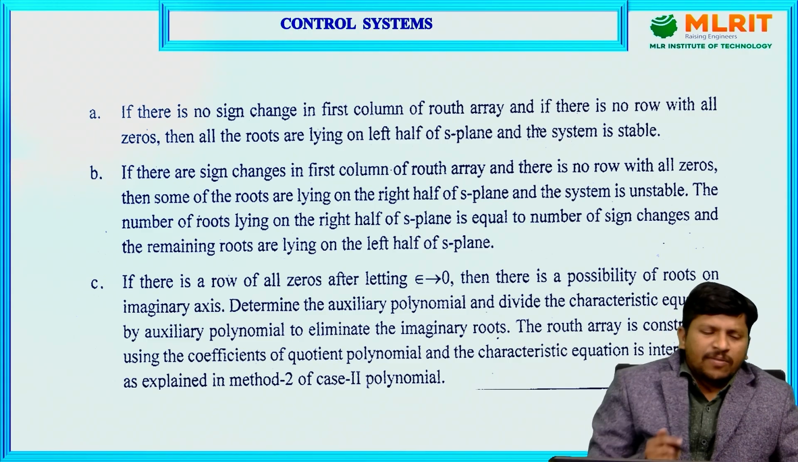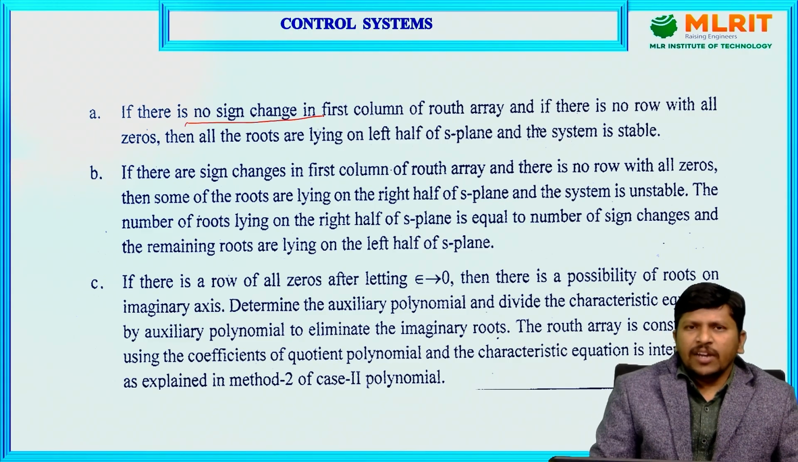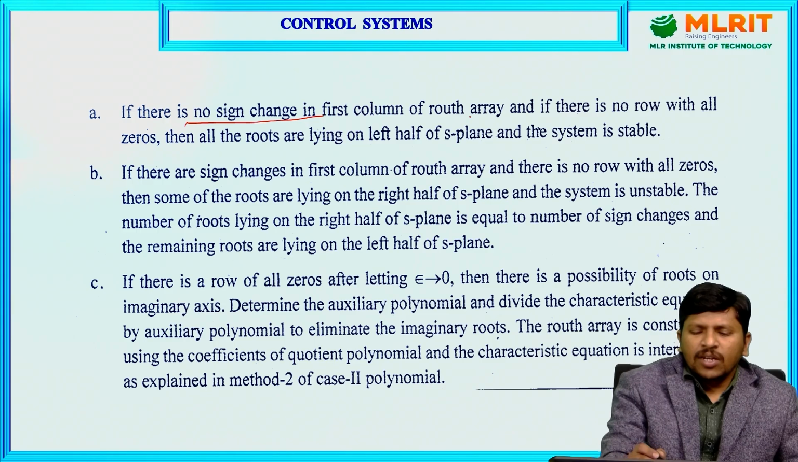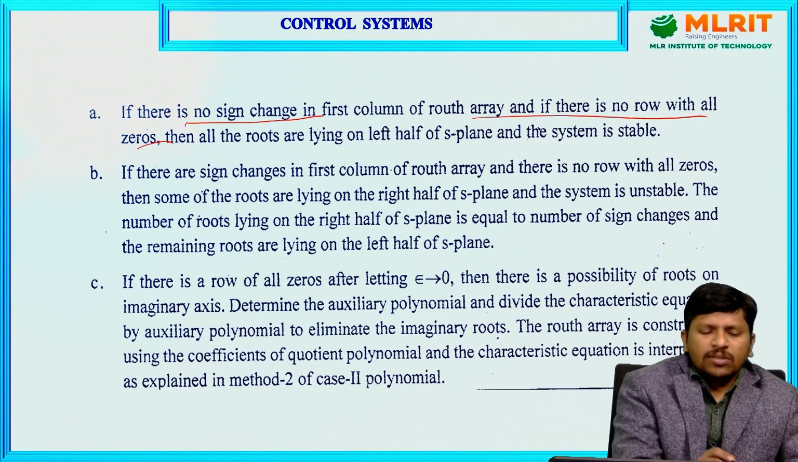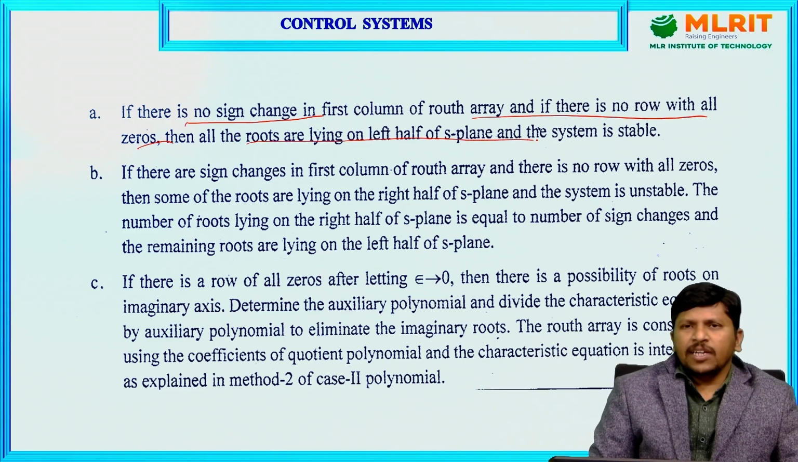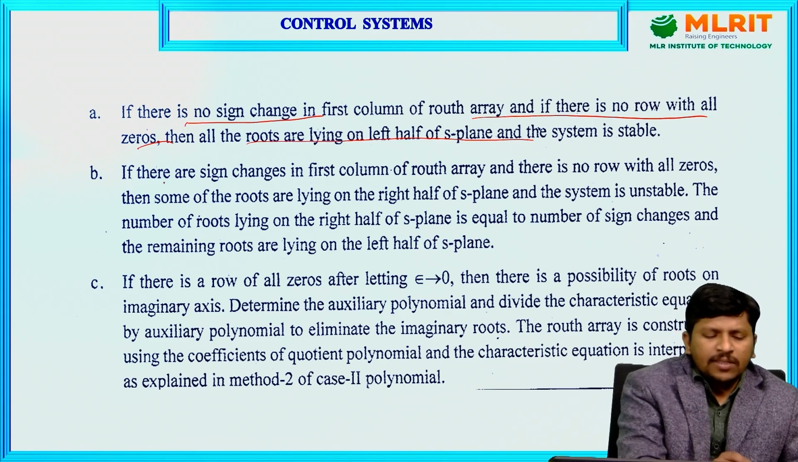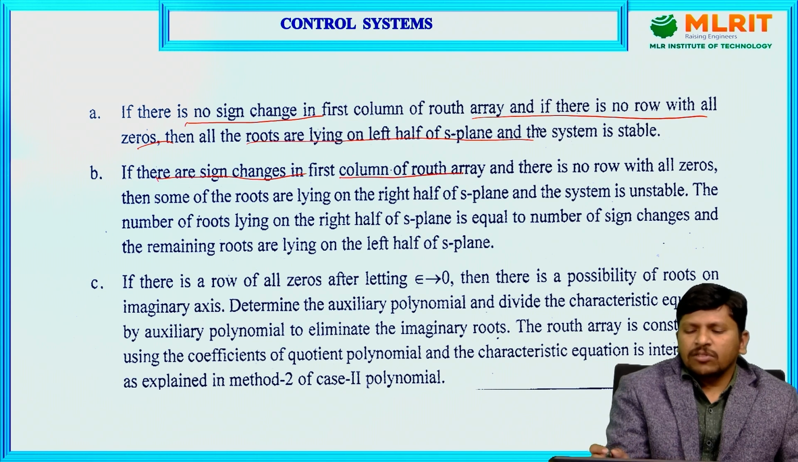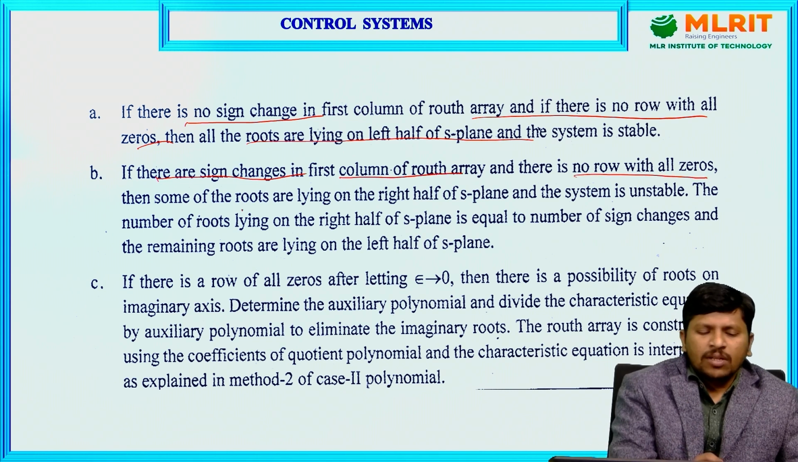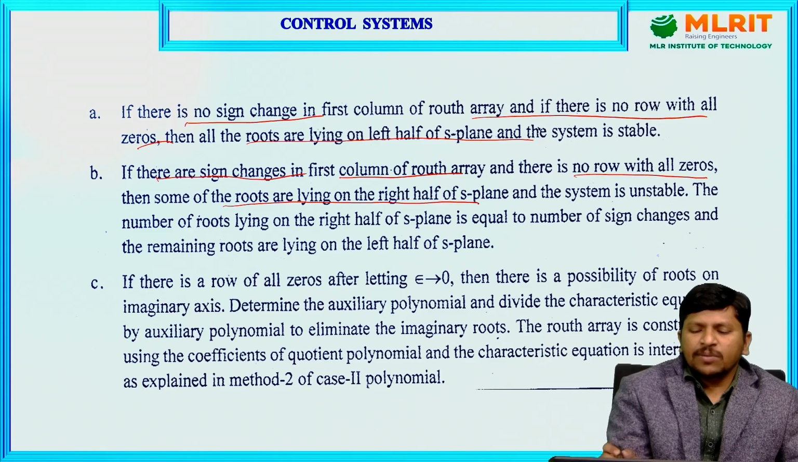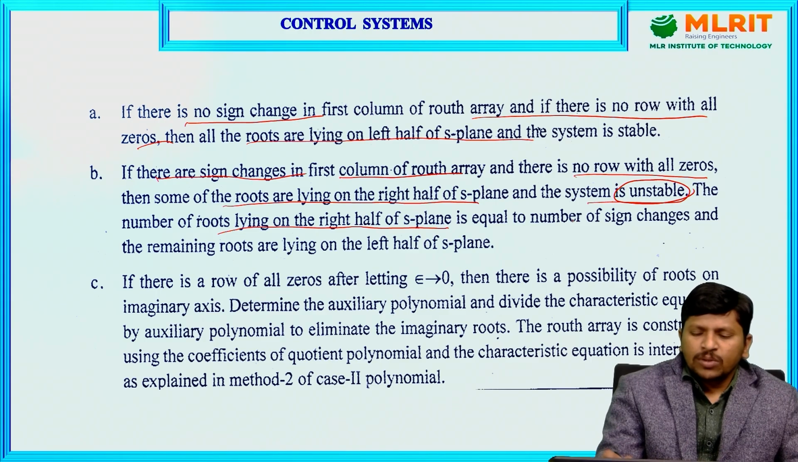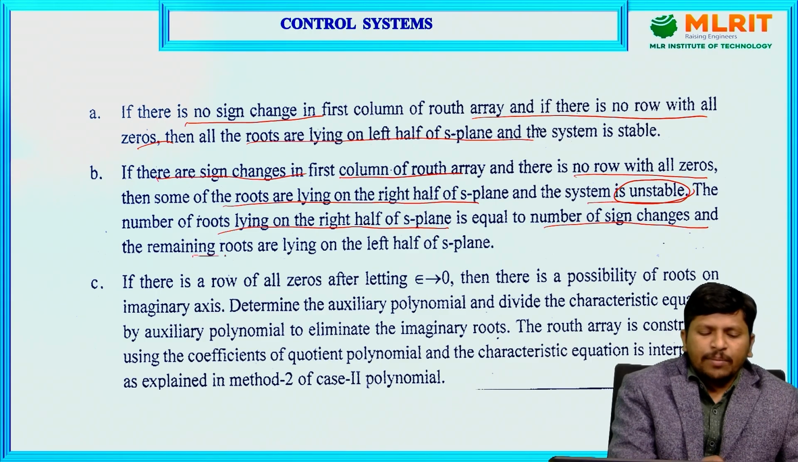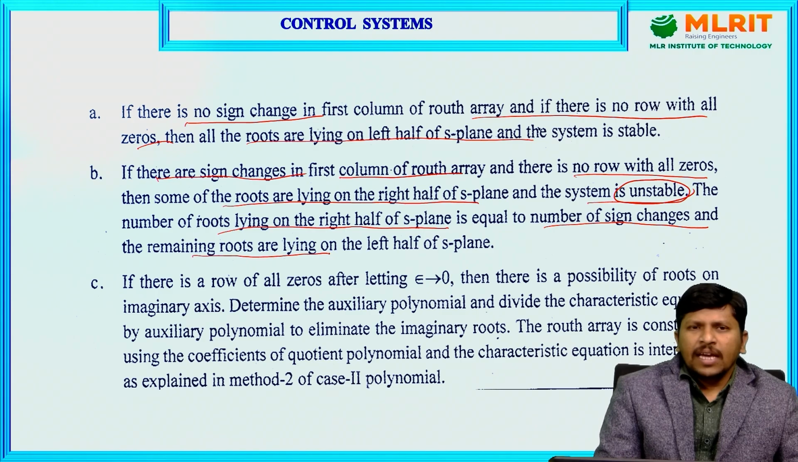If there are no sign changes in the first column of the Routh array and no row with all zeros, then all the roots are lying on the left half of the s-plane, and the system is stable. If there are sign changes in the first column of the Routh array and no row with all zeros, then some roots are lying on the right half of the s-plane, and the system is unstable. The number of roots lying on the right half of the s-plane is equal to the number of sign changes, and the remaining roots are lying on the left half of the s-plane only.